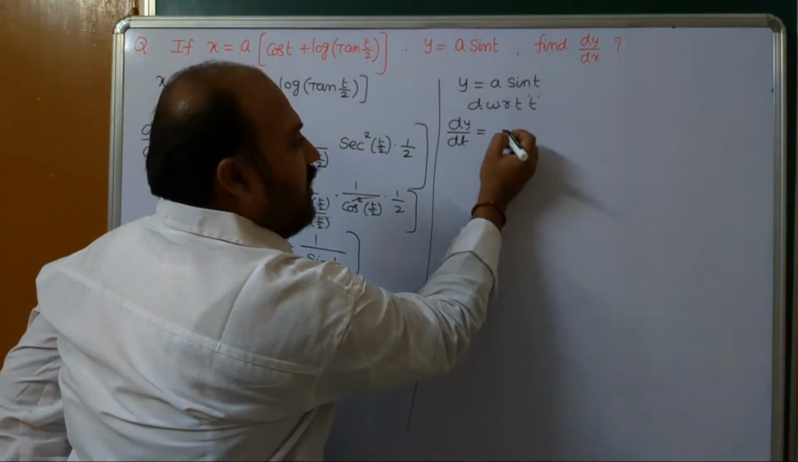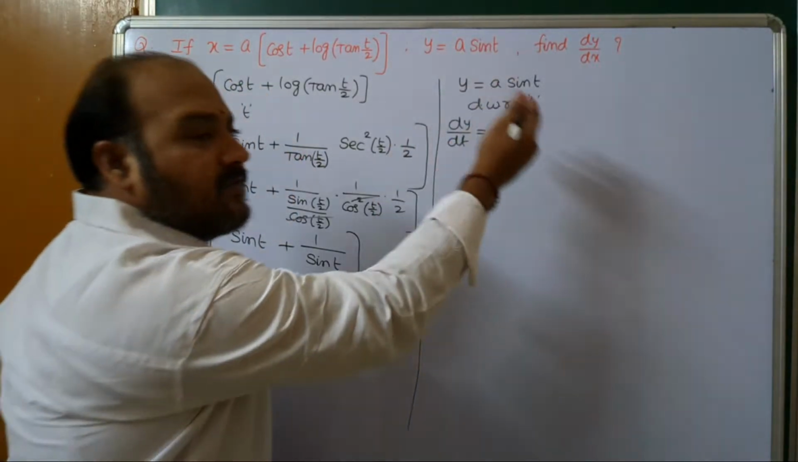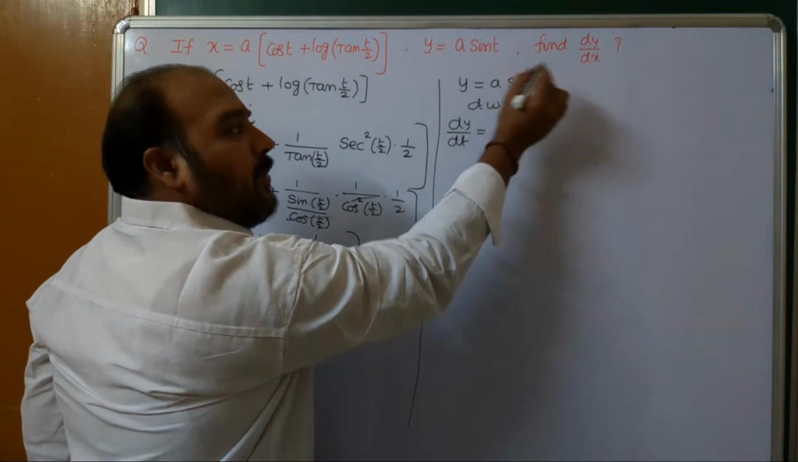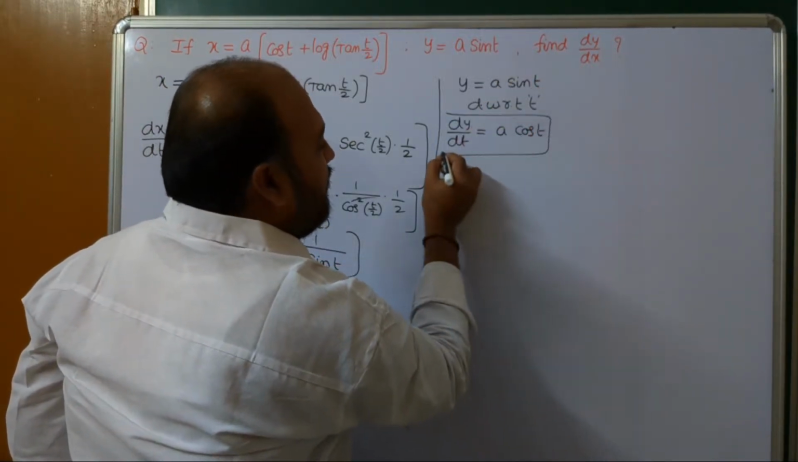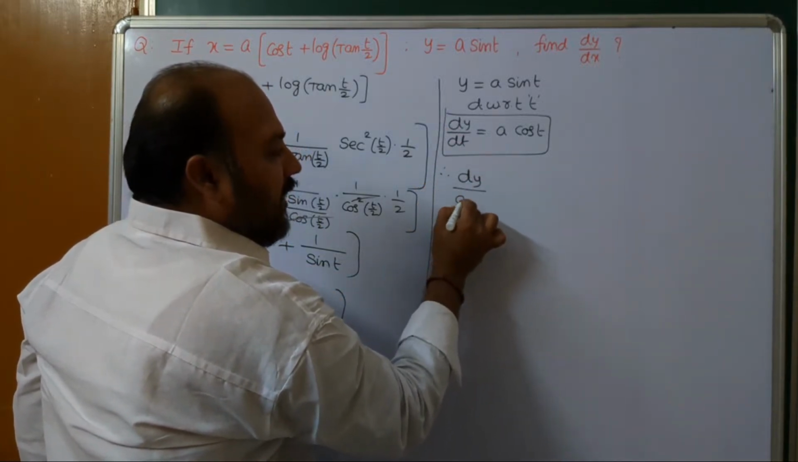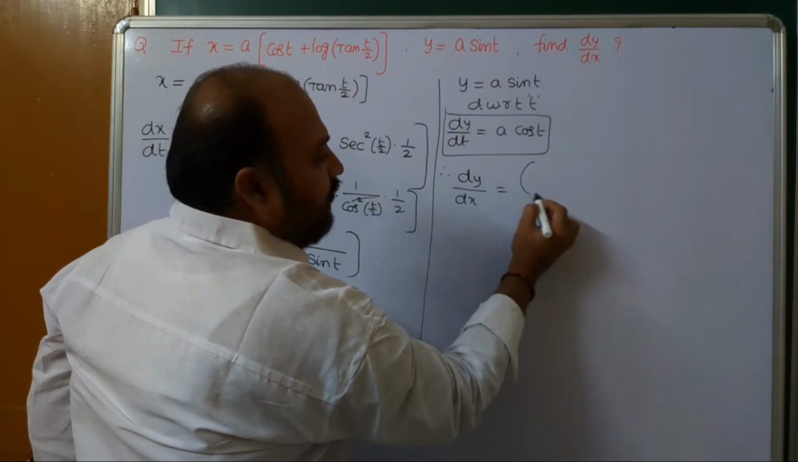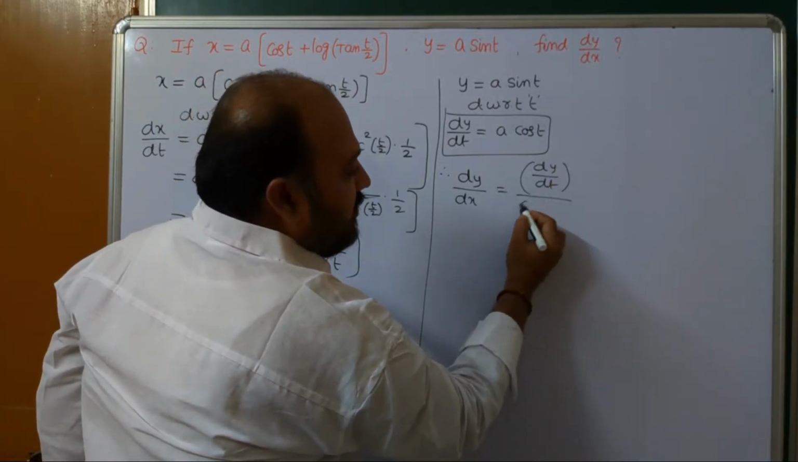So a constant we can take outside. d by dt of sin t, d by dx of sin x is cos x, so d by dt of sin t is cos t. So after getting these two values, now dy by dx is equal to dy by dt whole divided by dx by dt.